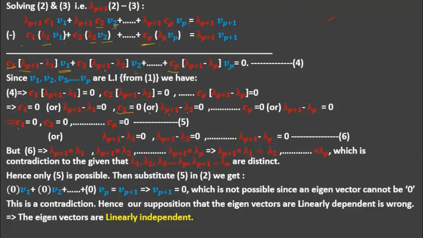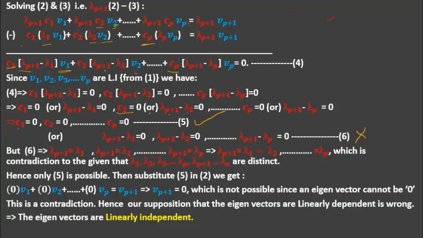So why are we getting this contradiction? Because you supposed that 6 is true. So 6 cannot be true. Then what must be true? 5 must be true. What is there in 5? You have C10, C20 and so on, Cp is equal to 0.